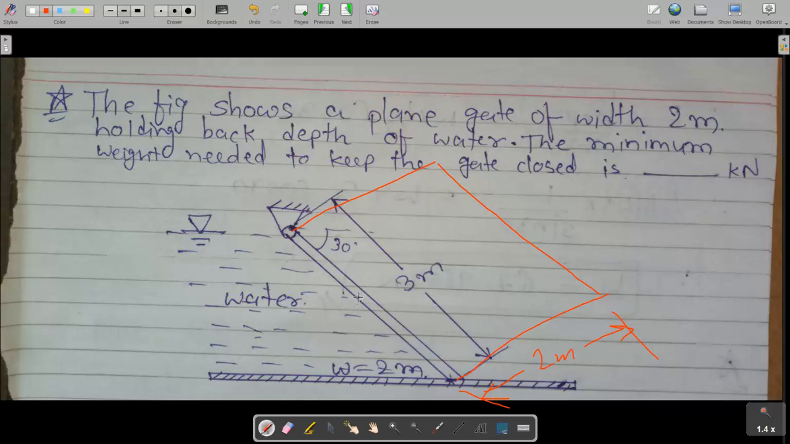That means we have to find the weight of this gate so that it will remain closed. Okay, no water will spill out. And let us assume this is the height h of the water, total height h, and we have to find the minimum weight needed to keep the gate closed. That means we are not putting extra weight here. We have to find the self weight of the gate that is enough to carry out this pressure. Okay, and the total length is 3 meter, this length.